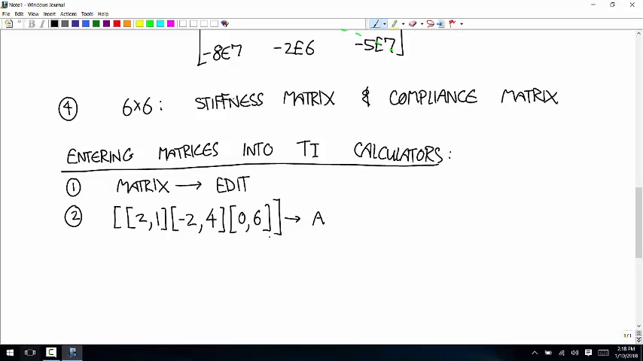And then the last way, I think this works on 84s and 89s, and I think 89 is the only one that accepts this, but it's a few less keystrokes: just a square bracket to define the matrix, and then commas to go across the row, and then semicolons to go to the next row. So it would be like 2, 1, semicolon, -2, 4, semicolon, 0, 6, and then bracket.